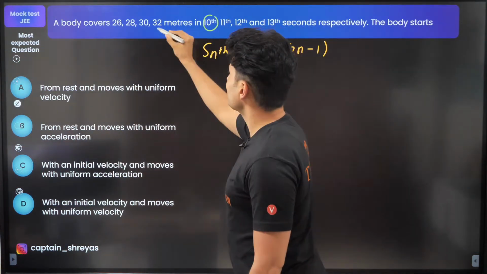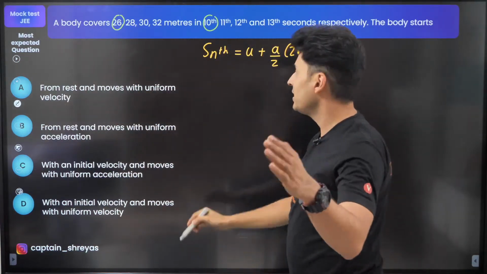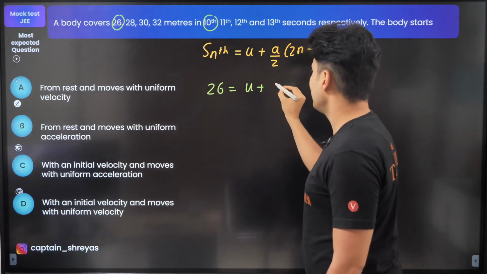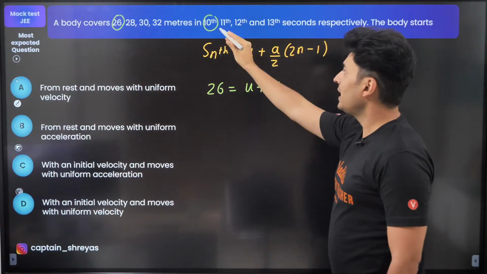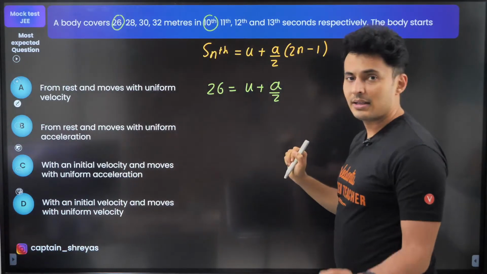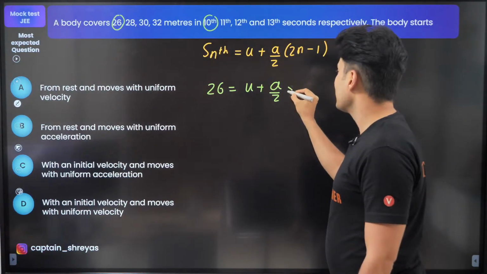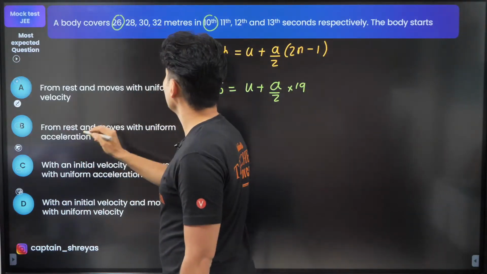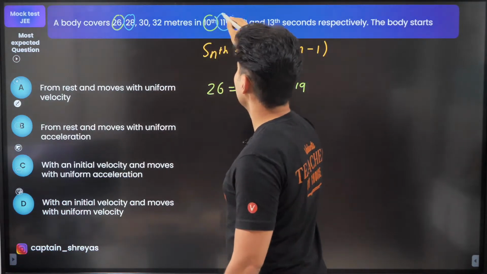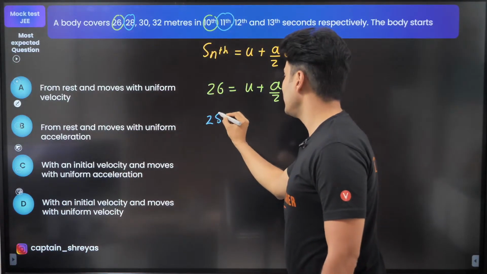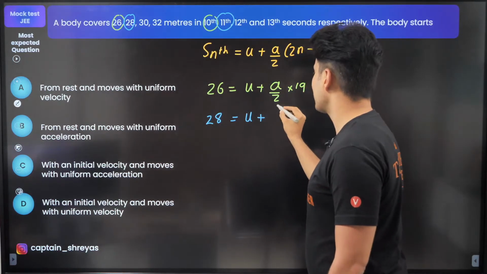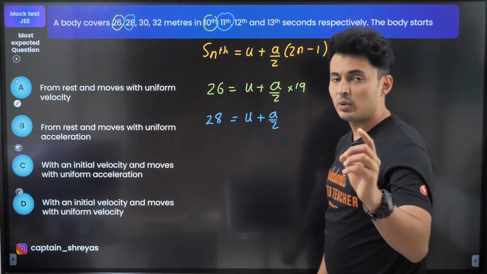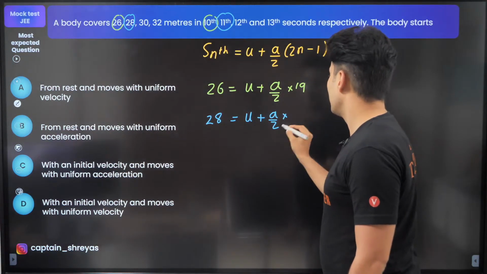So let's say we take the 10th second. At the 10th second the displacement is 26. So 26 will be equal to u plus acceleration, which I do not know, divided by 2. N is 10, so 2 into 10 is 20, 20 minus 1 is nothing but 19. Similarly, let's take some other value, maybe 28 meters at the 11th second. So 28 is equal to u plus a by 2, but this time n is 11. 11 2s are 22, 22 minus 1 is nothing but 21.